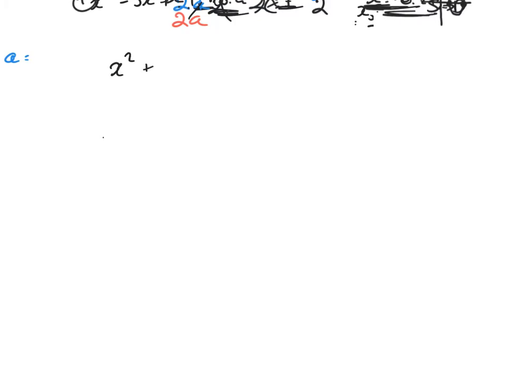Okay, let's try another example. We're going to solve x squared plus 2x minus 9 equals 0, and we're going to use the quadratic formula again. So a is 1, b is 2, c is not 9 but minus 9. So a equals 1, b equals 2, c equals minus 9.